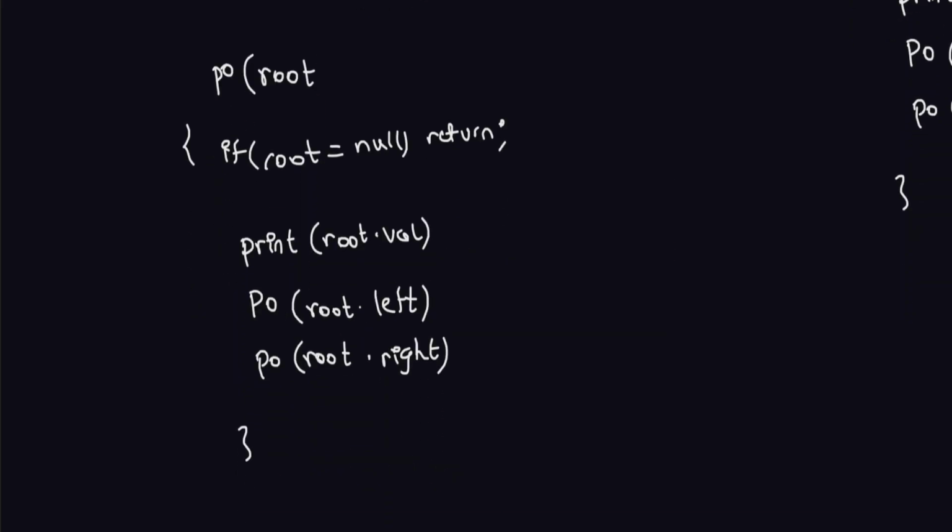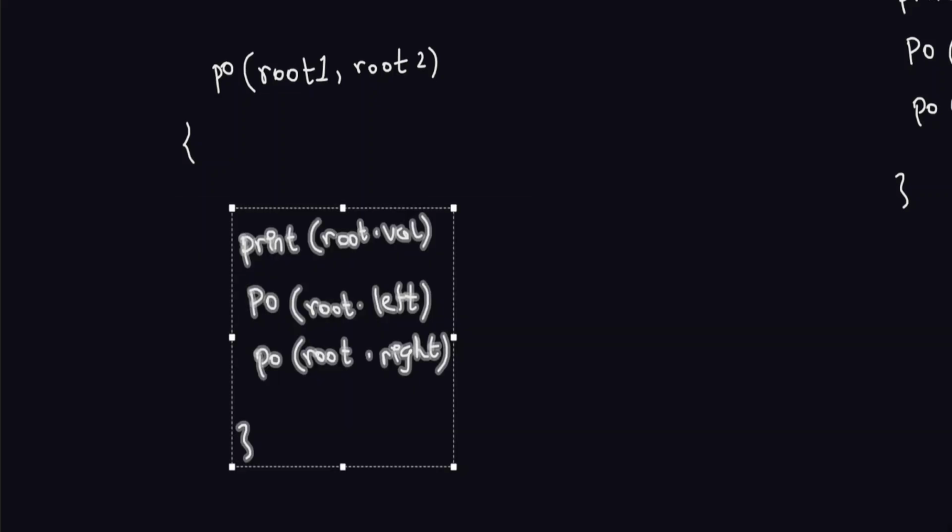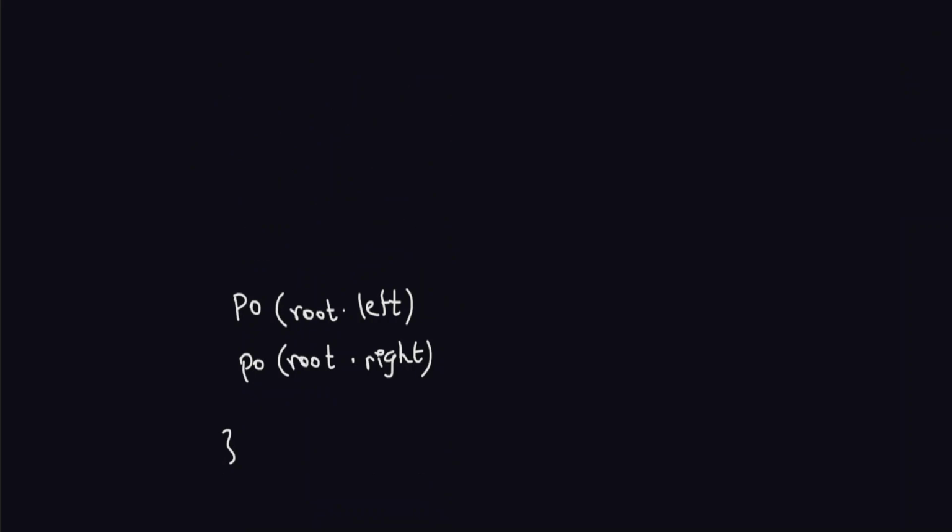First of all, we have to change things. We are going to use root1 and root2, both the roots of the trees, and we have to do some modifications here. That is one important thing. For example, in this pre-order traversal, instead of printing, we can update root1's val with root2's value. Then we can do both traversals, root1.left and root2.left.